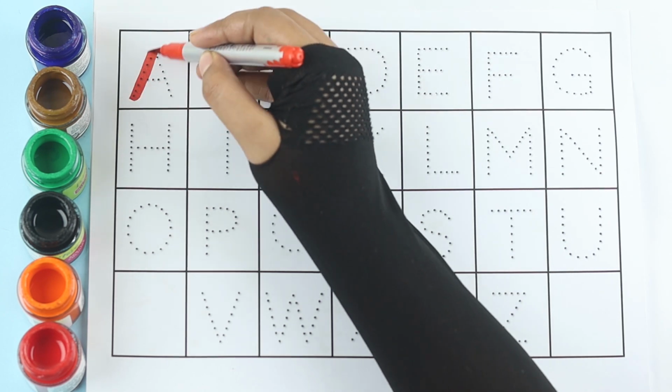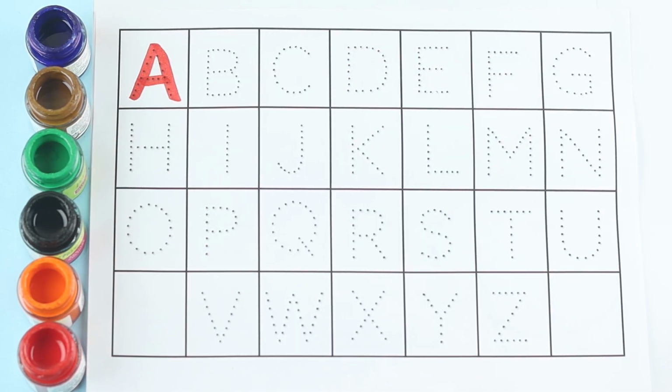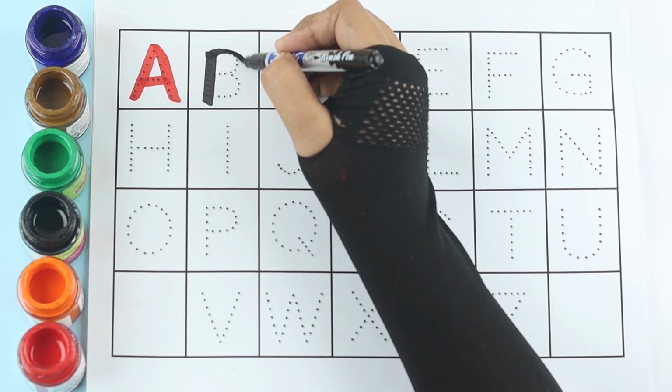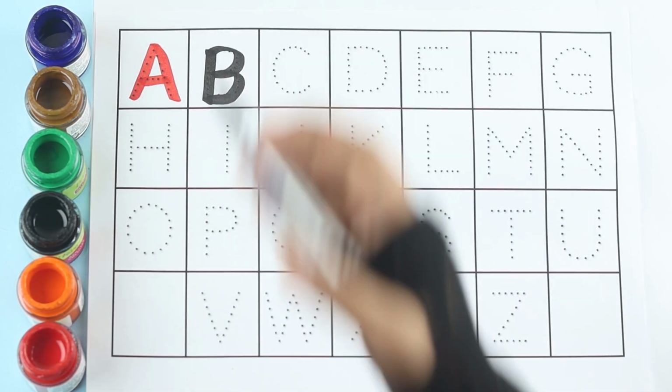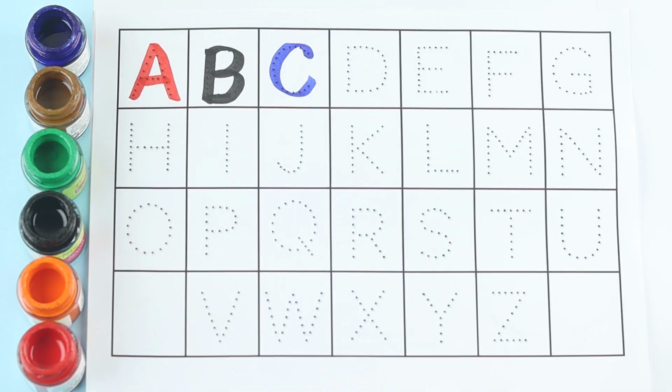Red color, A for apple. Black color, B for ball. Blue color, C for cat.